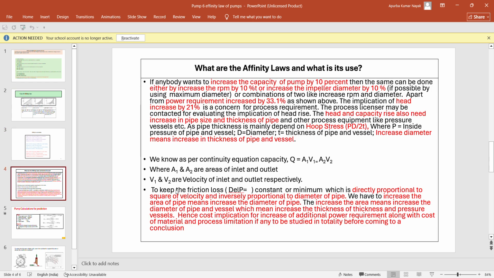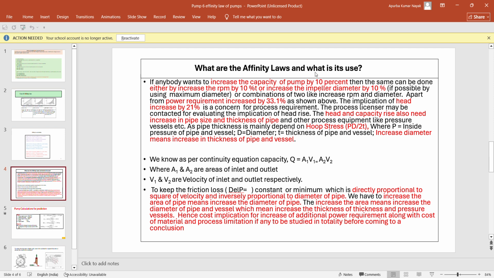But what is the implication? Suppose your plant capacity requirement has increased by 10%. So pump capacity also you have to increase by 10%, flow increase 10%. Either you can increase the RPM. A 10% increase in RPM is nothing. So with your drive, or by turbine speed, you increase the RPM by 10%. What will happen? Your capacity will certainly increase. At the same time, power will increase and your head will increase.